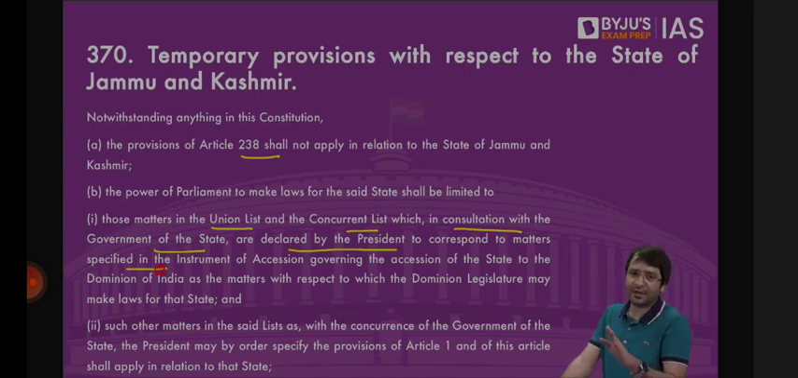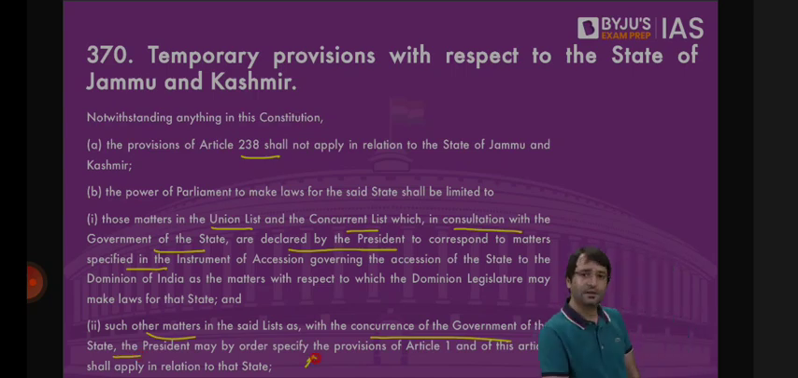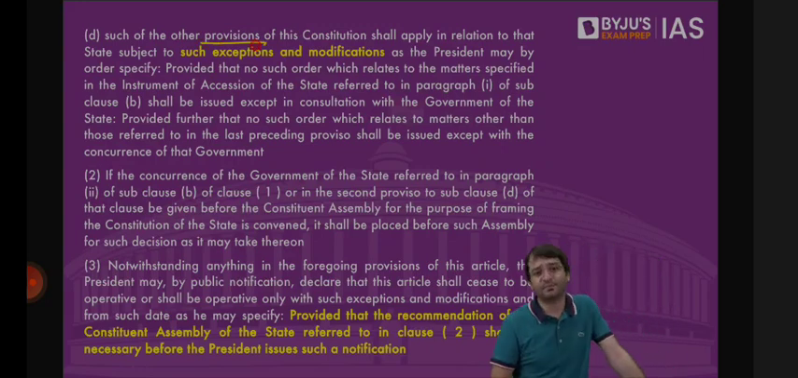Can other items be added to the lawmaking power of the Parliament? Yes. The President will issue an order with the concurrence of the state government, saying you can make law on the union list as well, concurrent list as well. That is your right. Such other matters, with the concurrence of the government of the state, the President may by order specify. Only Article 1 and Article 370 apply to Jammu and Kashmir. Such of the other provisions of the Constitution, other than Article 1 and 370, will apply to Jammu and Kashmir, but with the concurrence of the state government. But these provisions may not apply in their entirety. That means fundamental rights, the way they are, not really. Because these rights can be applied to Jammu and Kashmir with such exceptions and modifications.